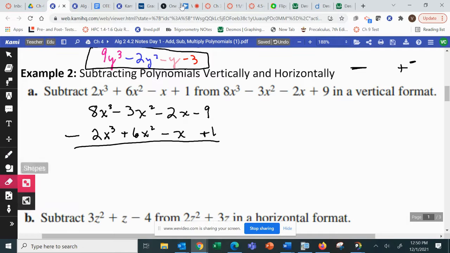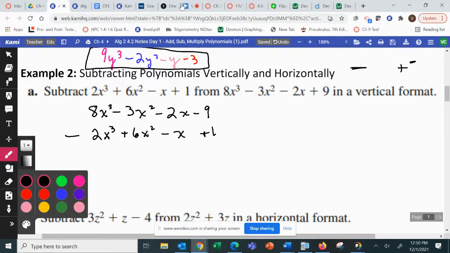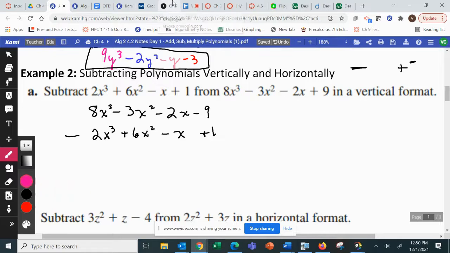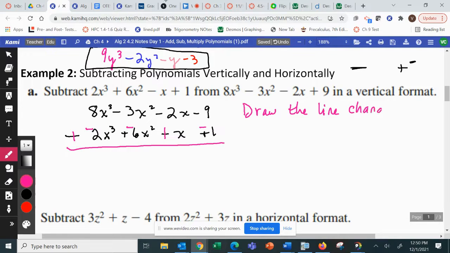And I'm going to do that by, and I meant to not draw that yet, a little rhyme that I have. When I subtract, I draw the line and I change the signs. Draw the line, change the signs.